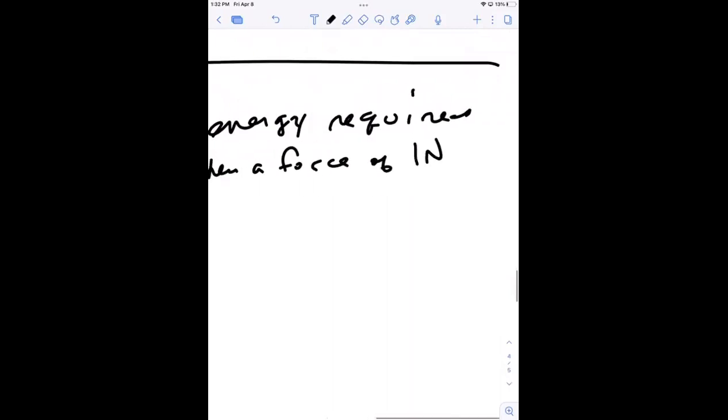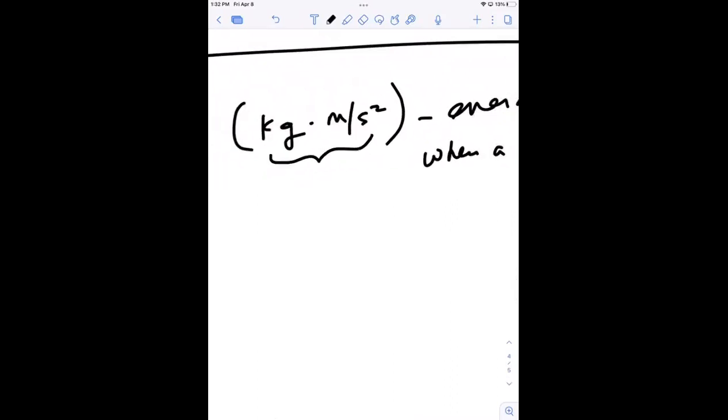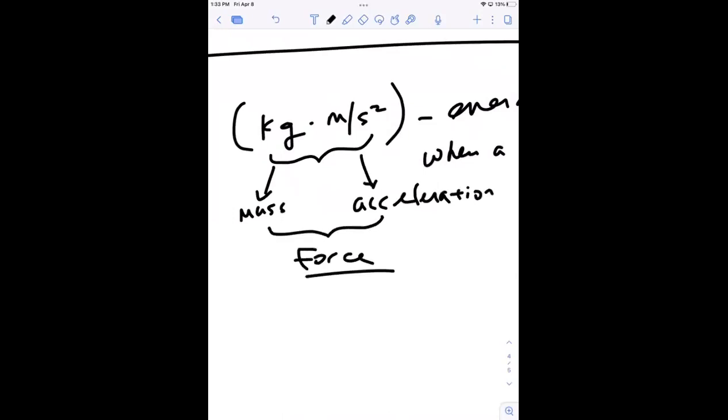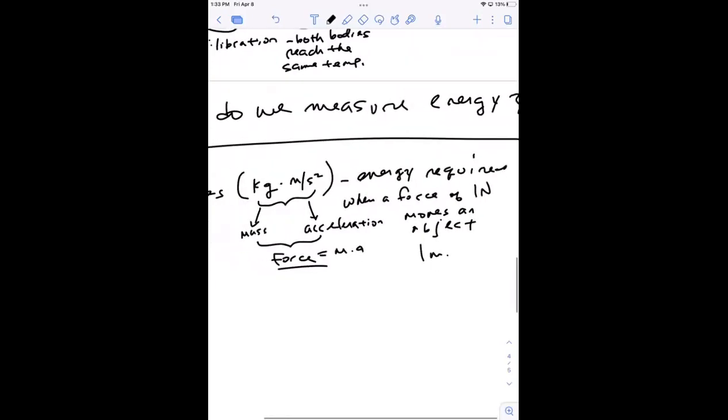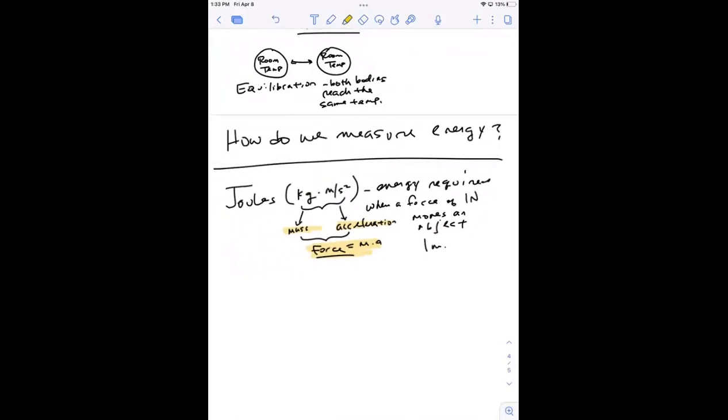Or force of 1 Newton. That's why this is what it is, right? Kilograms is mass and meters per second squared is acceleration. Those two terms together are a unit for force. So this is mass, this is acceleration, and together that's force, because force is mass times acceleration. So it's the energy required when a force of 1 Newton moves an object 1 meter. So joules, that's the more consistent way of measuring energy.